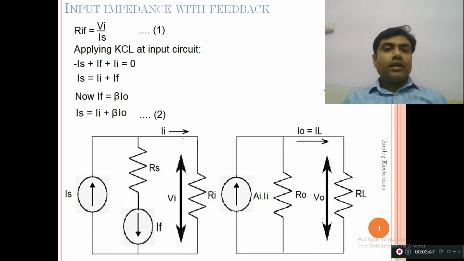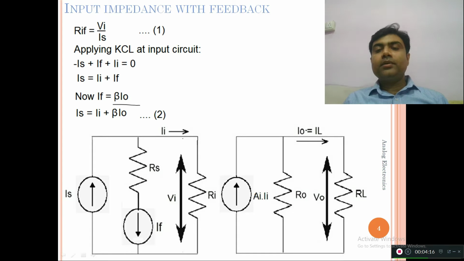So the input impedance with feedback, RIF, is VI upon IS. Again we are going to apply KCL, because this is a Norton circuit, so KCL will be preferred over KVL. We have already done these calculations previously as well. IS is going to be the combination of II and IF, as you can see from the circuit also. And now IF is beta into I naught. Why is it beta into I naught?